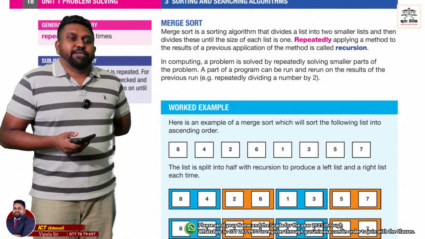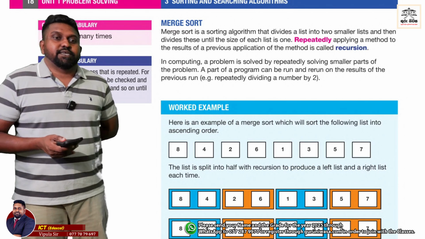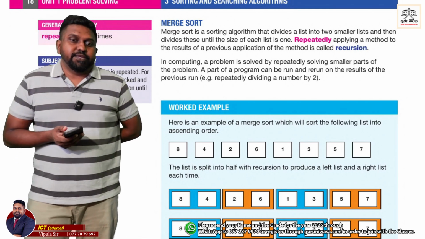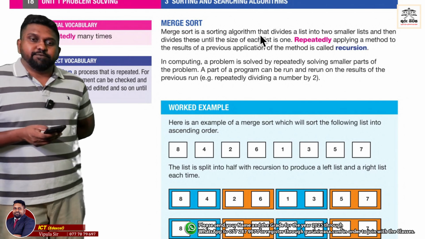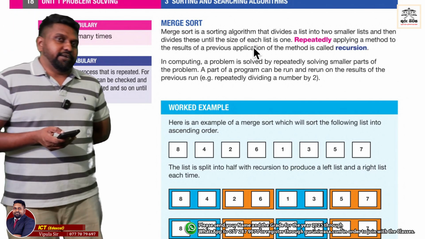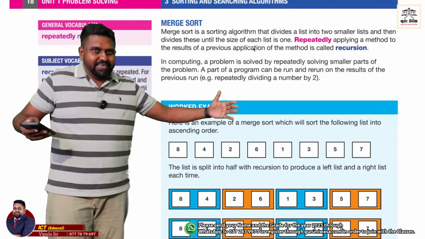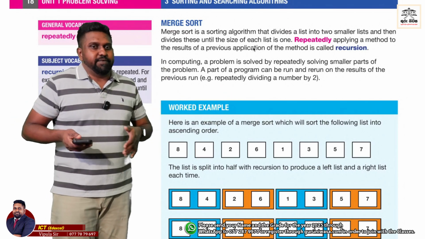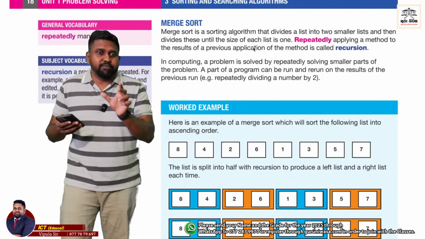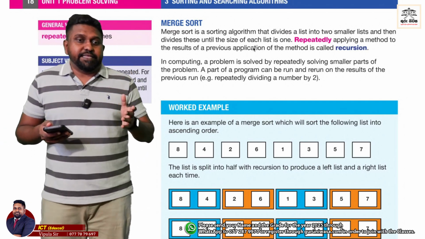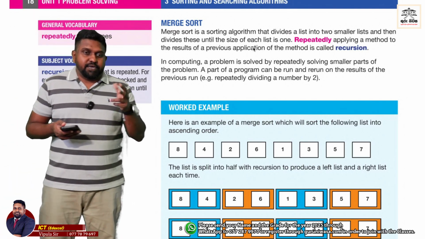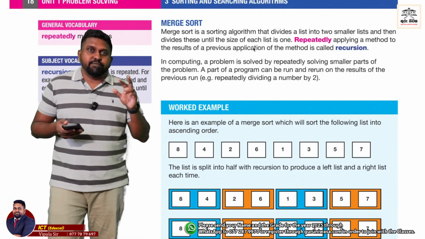Okay, so now since we know these terms, let's jump into the merge sort and see what this is. Merge sort is a sorting algorithm that divides the list into smaller lists. Now in the bubble sort we got the entire list and we went through the list one by one. But here what we do is we split it into small components, and then we divide these components until the size of the list is 1.